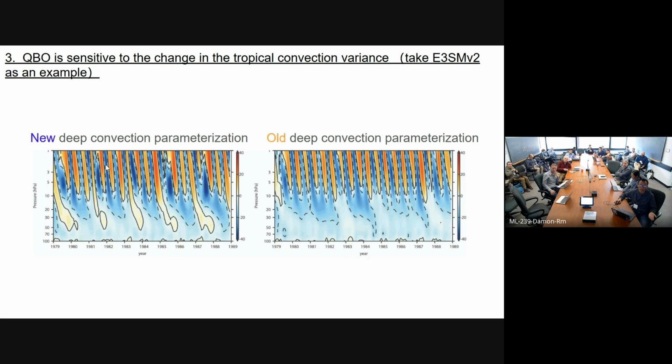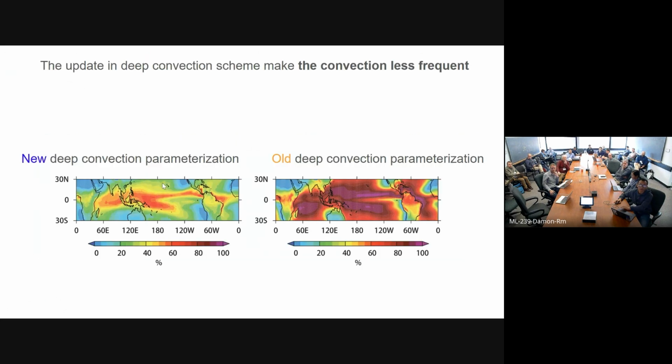On the left, you can see with this update, the QBO is getting stronger compared to the version without this update. Without this update here, the QBO is very weak, almost disappeared. But with this update in the deep convection, the QBO gets much stronger. And here I'm going to explain why. First, I'm going to check the frequency of convection in two different simulations. Here you can see with these constraints of the deep convection, the deep convection appears less frequent.